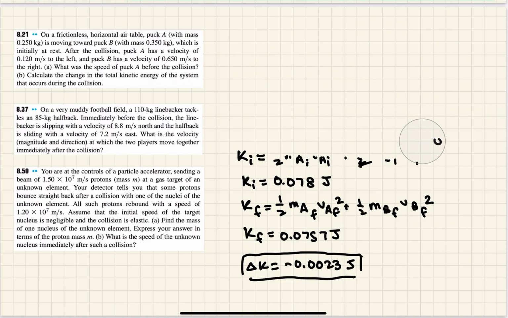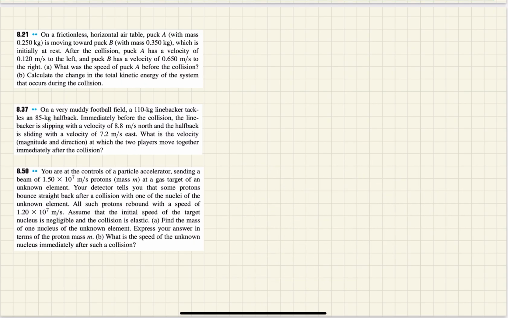All right. Almost done. We just have 2 problems left. Number 5 here. We got a football field. I don't know why it says very muddy. They don't even give us anything about friction, so who knows.